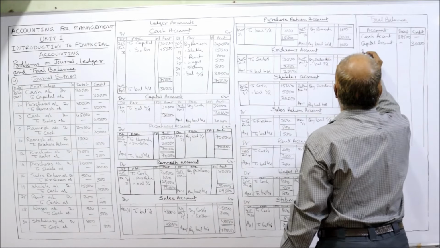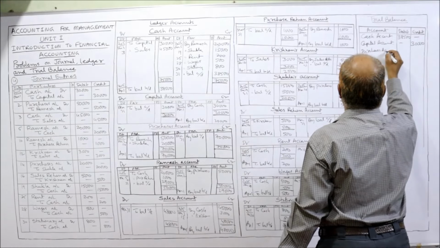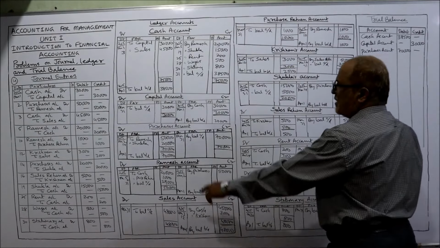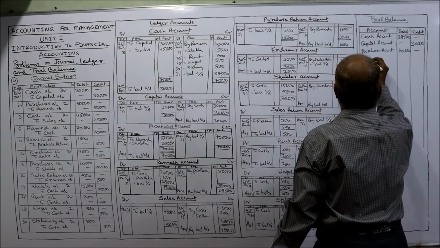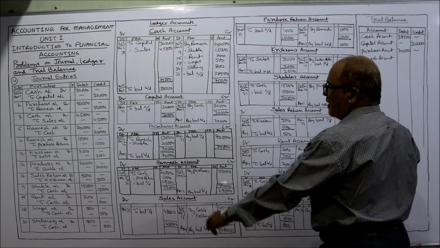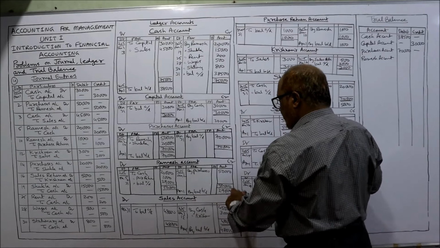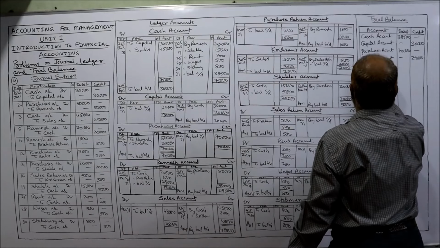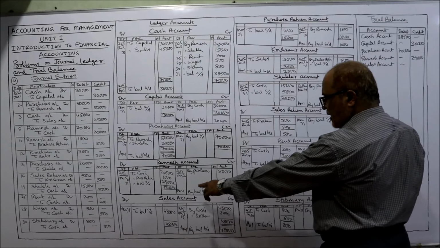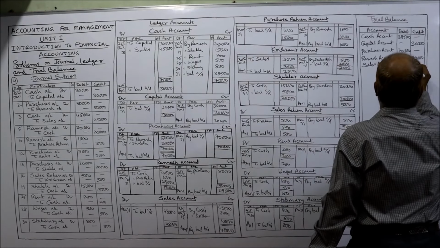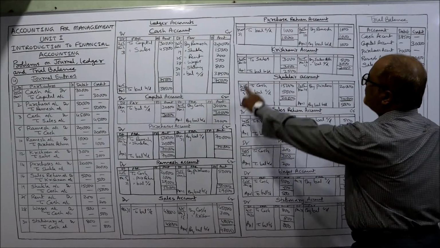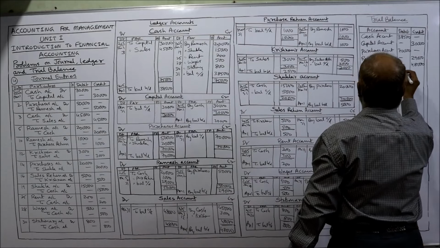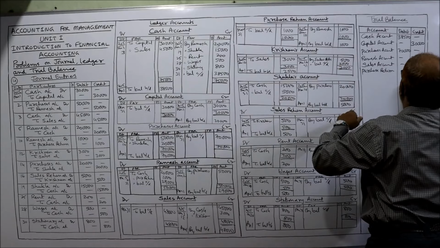Then purchases account. It is showing a debit balance of 70,000. After purchases, Ramesh account. Ramesh account is showing credit side 29,000. So credit column 29,000. Then sales account is showing a credit balance of 48,000. So credit column 48,000. Next, after sales, purchase return account is showing a credit balance of 1,000.